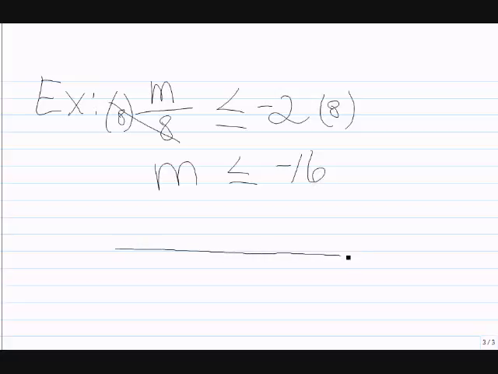Let me put this on the number line. Put my 0 in there. Here's a negative 16 somewhere over here. What kind of dot do I put over the negative 16? Correct. Colored in dot. Do I shade to the left or to the right of the negative 16? Correct. To the left. Oh, you're such good students when I'm not here.